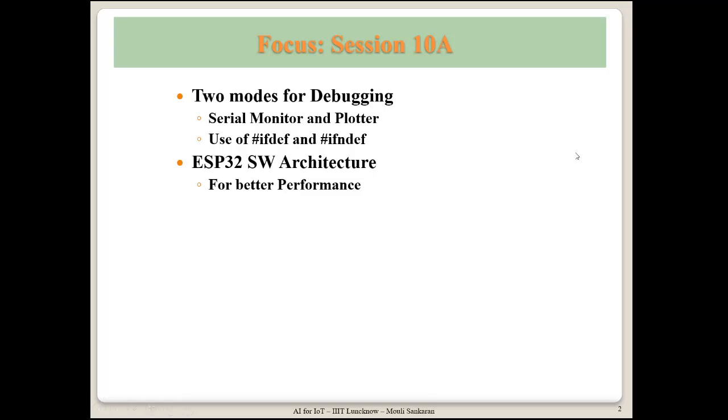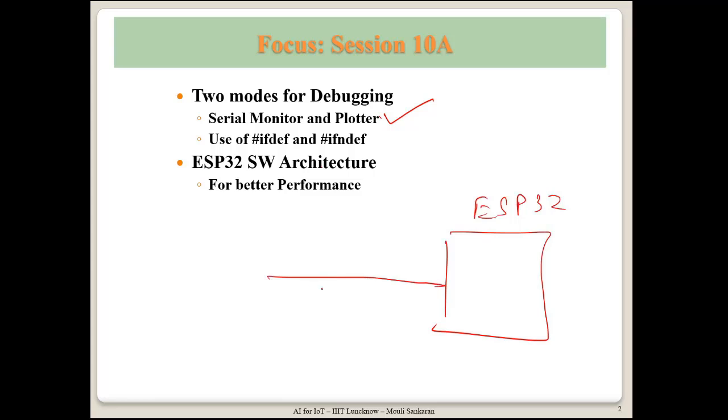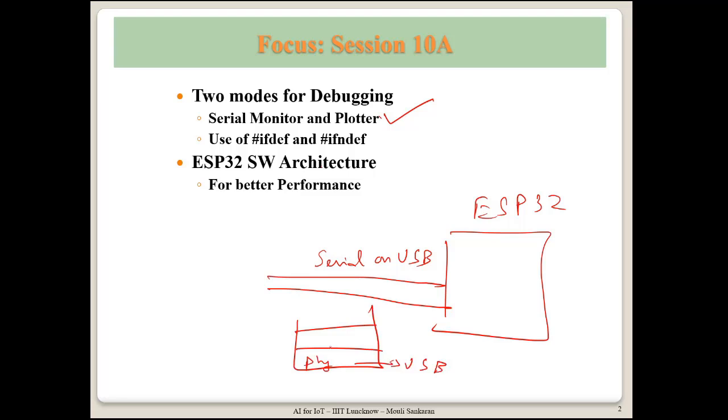Now we have serial monitor and plotter, two ways of observing our program. Now I'll give you the clarity on why we are doing this. We have an ESP32, and the only connection we have to the board is the serial port on USB. Please remember it is running on USB. If you have to draw the OSI layers, the physical layer is USB. The link layer is serial port.